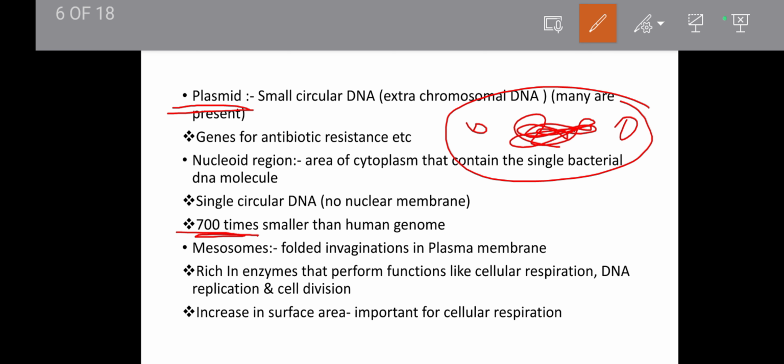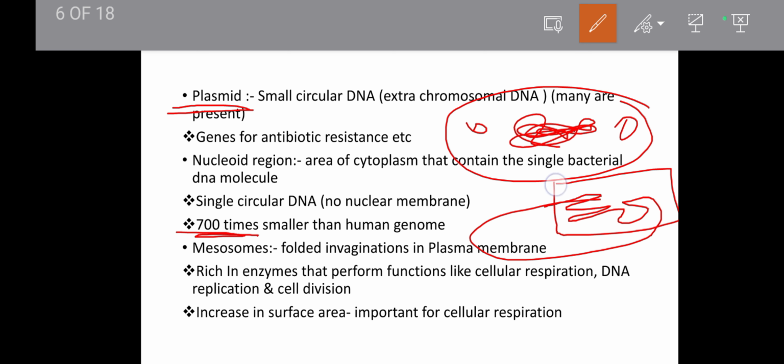Mesosomes. Mesosomes are folded invaginations of the plasma membrane. That is, if this is a plasma membrane, there is a folding of the plasma membrane in some bacteria. So these folded plasma membranes are called mesosomes. These mesosomes help in increasing the surface area. So this in turn is important for cellular respiration.